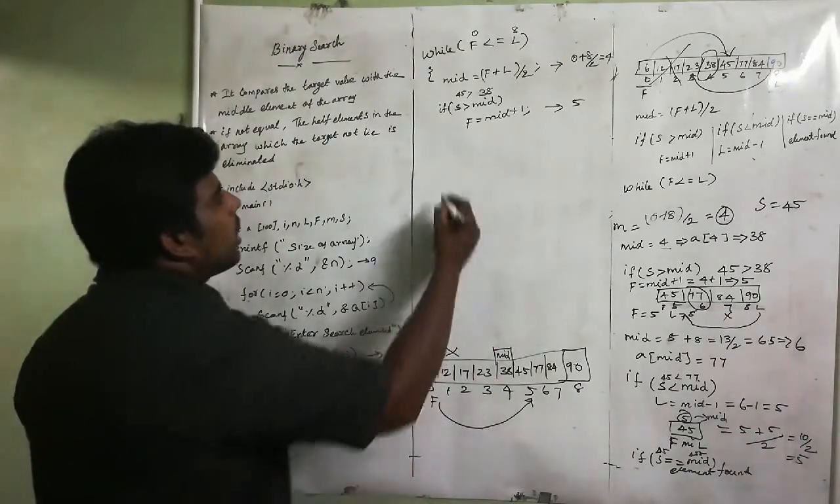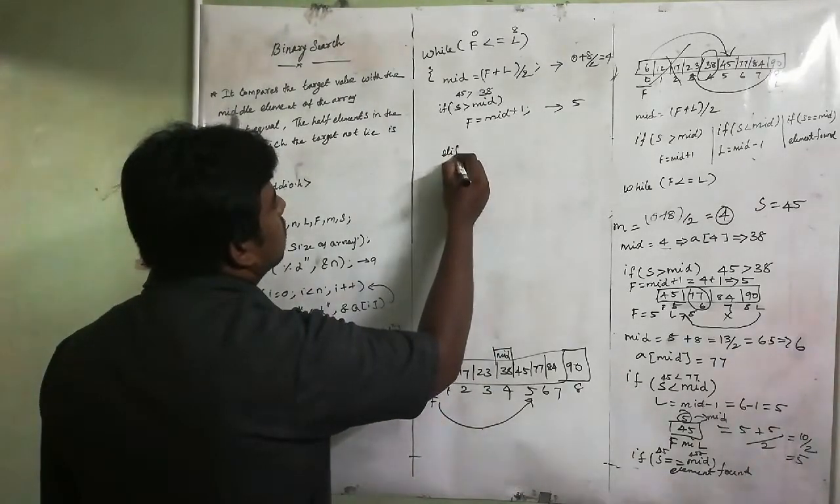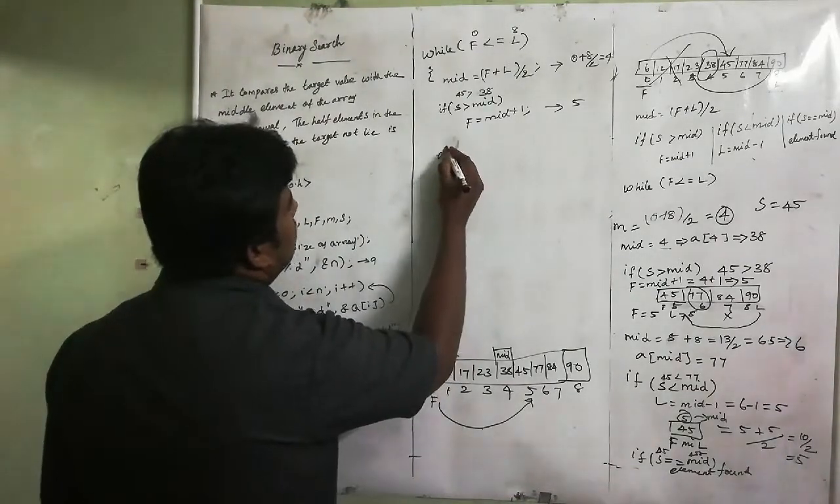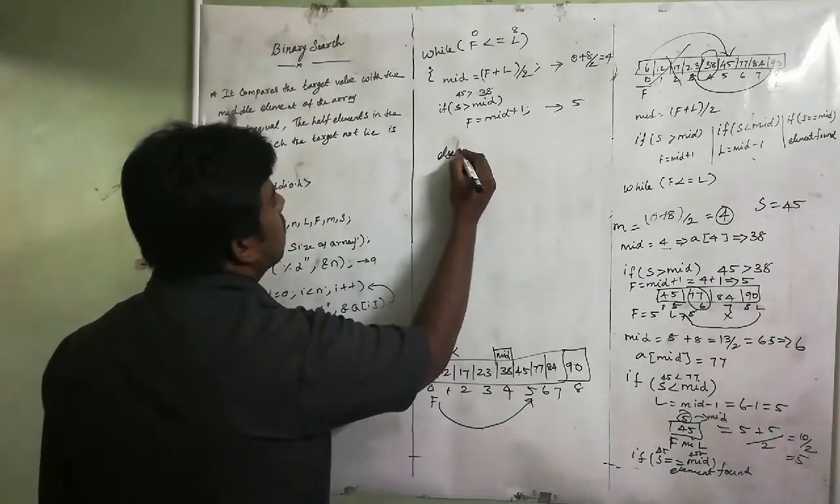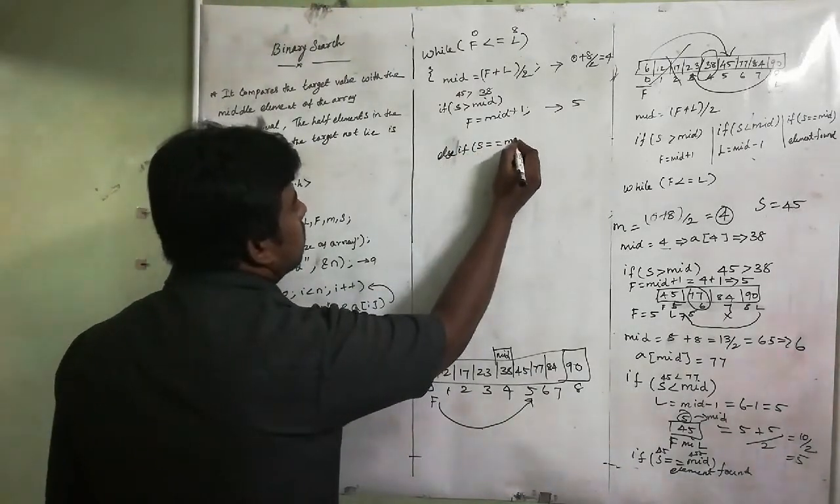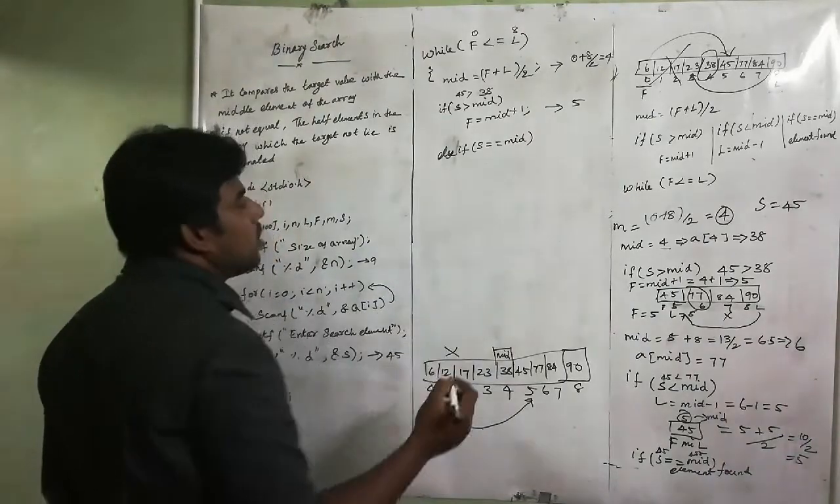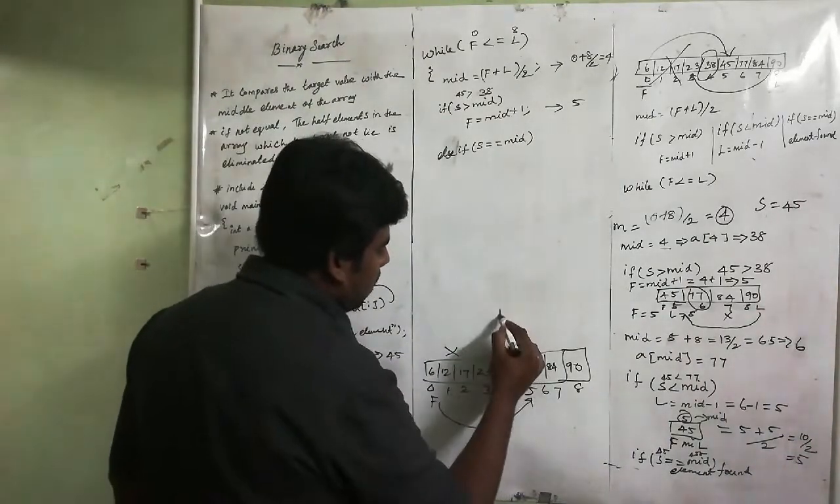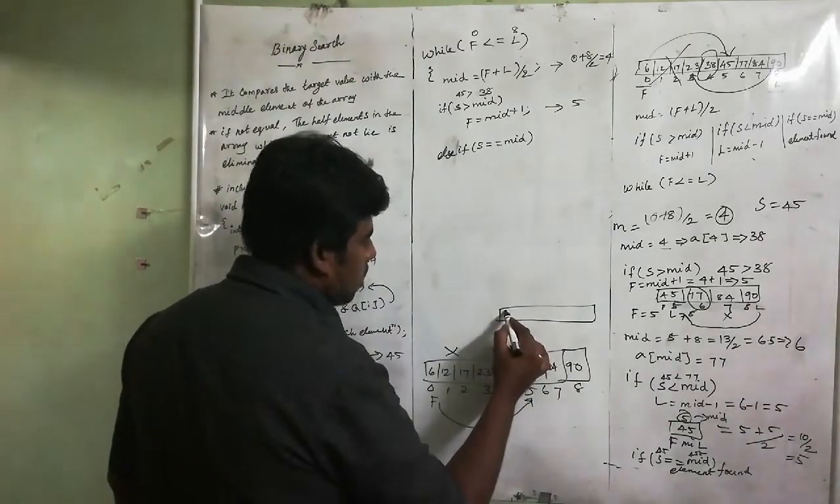Okay. Second condition, here it's else if, right? Else if S equal to mid. Okay. Now you are having the array 38.